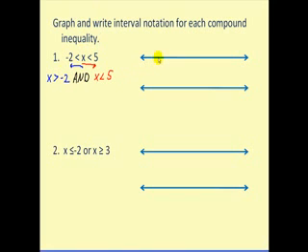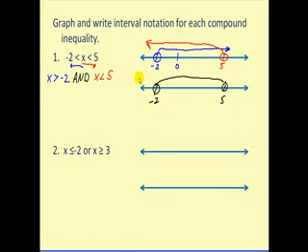So first, x is greater than -2, so it would be an open circle on -2 because -2 is not a solution to this, and we would graph to the right. And x also has to be less than 5. An open circle on 5, but this time the arrow would go to the left. So the question is, where are these both true? And we can see that it's double graphed, if you can think of it that way, between -2 and 5. So this would be the intersection of the two inequalities.